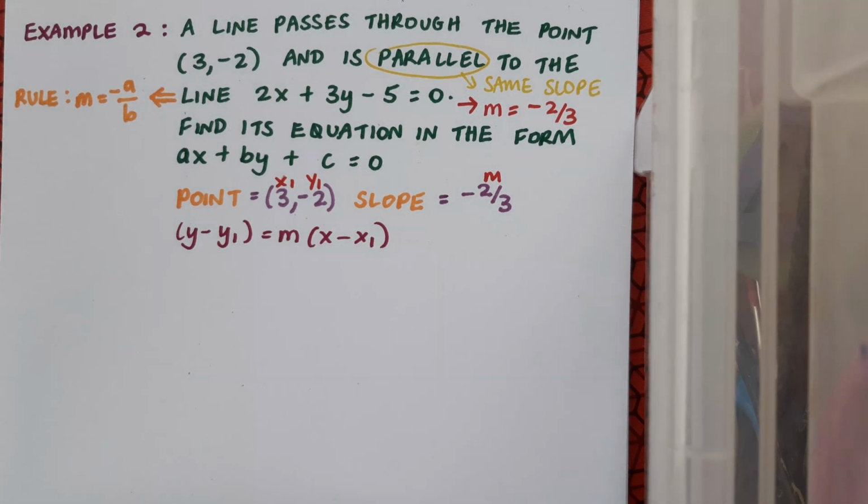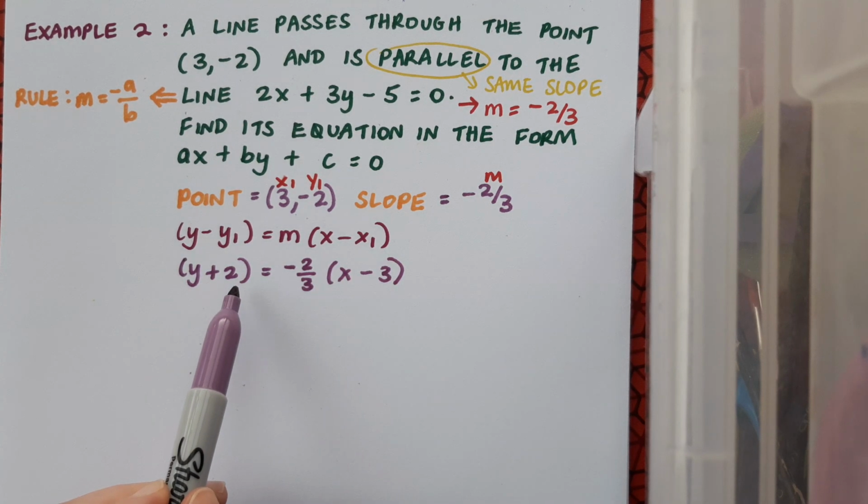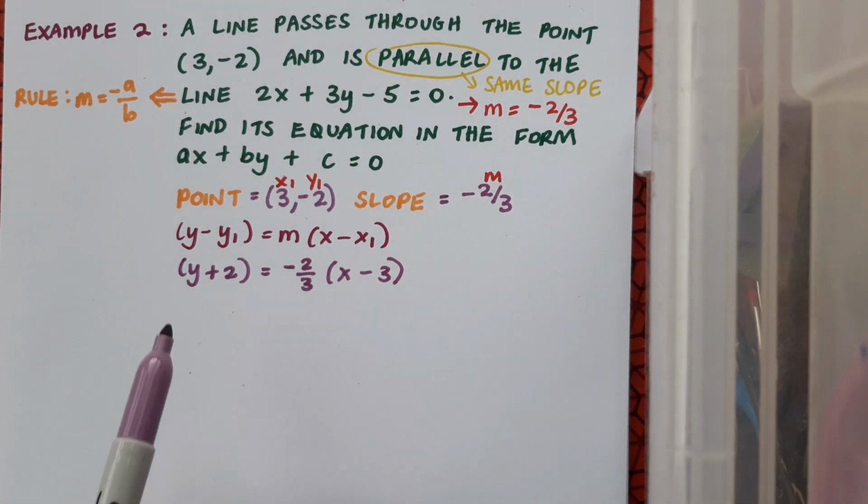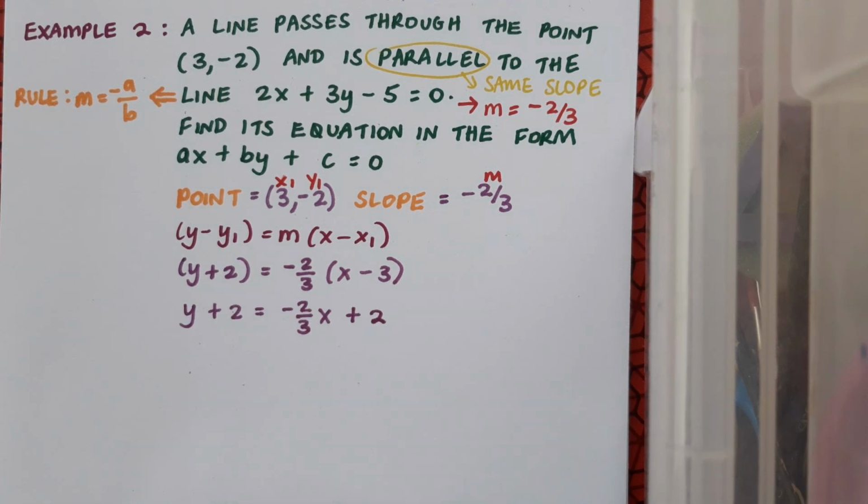Okay, so I'm going to do my substitution now. Again, watch out for any double negatives. So you'll see here that I've written in y plus 2 because I've got a minus in the formula and a minus in the y1. And if you want to still write in y minus minus 2, that's totally fine as well. There's no problem with that. Then I'm going to get rid of my brackets and multiply. And I'm going to get y plus 2 equals minus 2 over 3x plus 2.